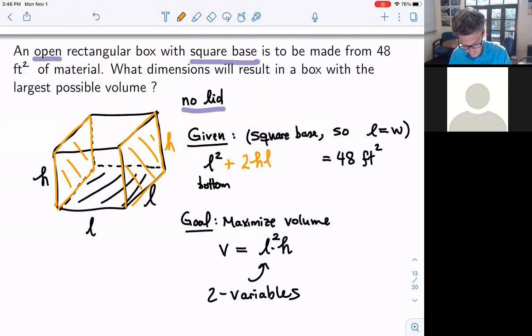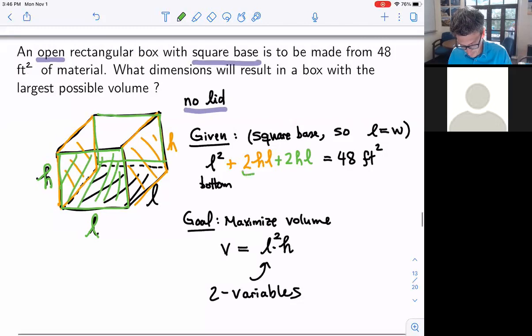And then finally, the other sides, maybe I'll do that in green. So this side here, the front and the back, those are going to be the same size. Well, if we think about it, those are all also going to be L by H. So these front and back sides, because of the square base, those are going to have the same size there. And so we have our bottom and our sides.